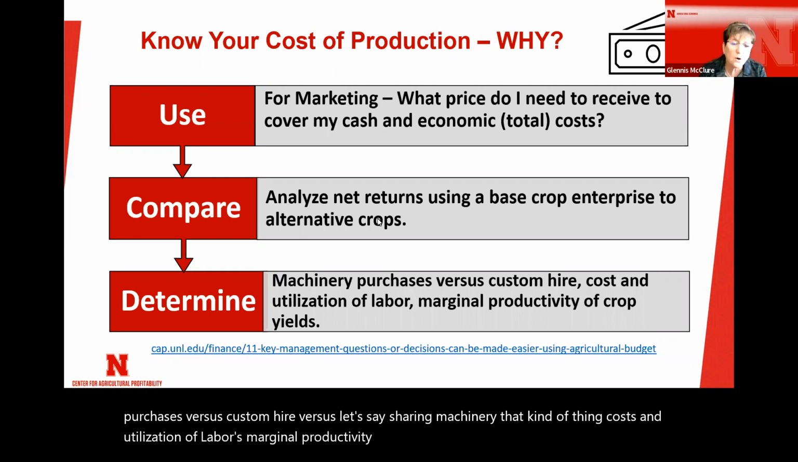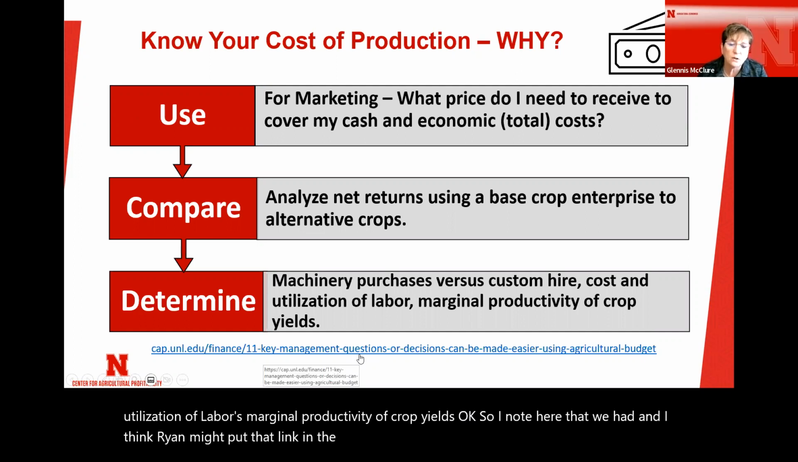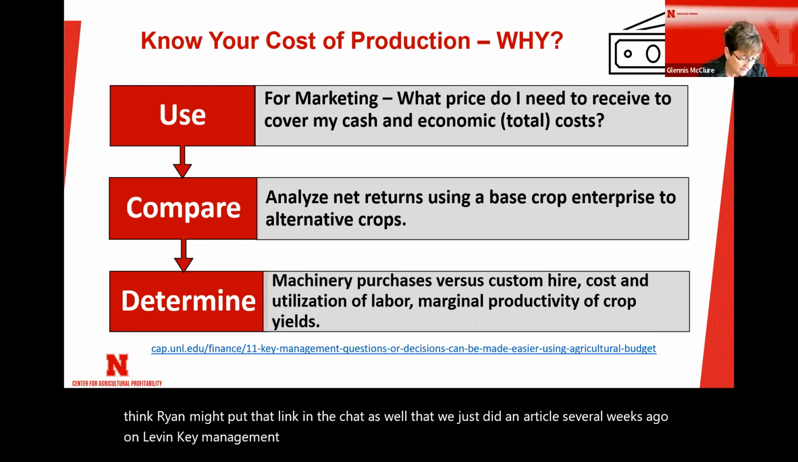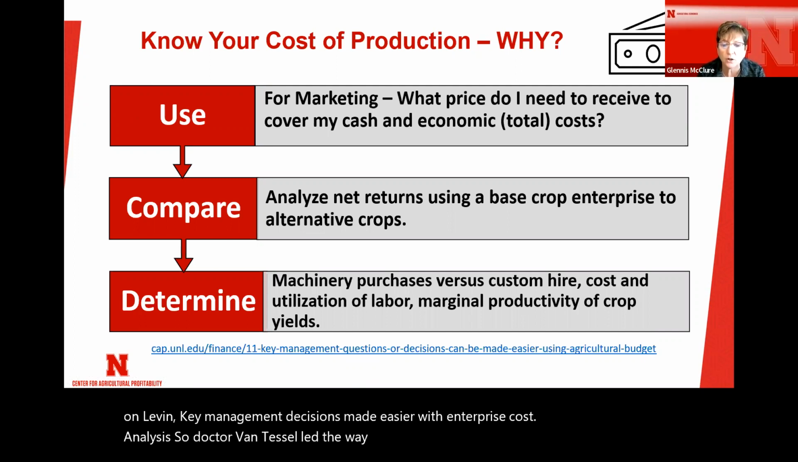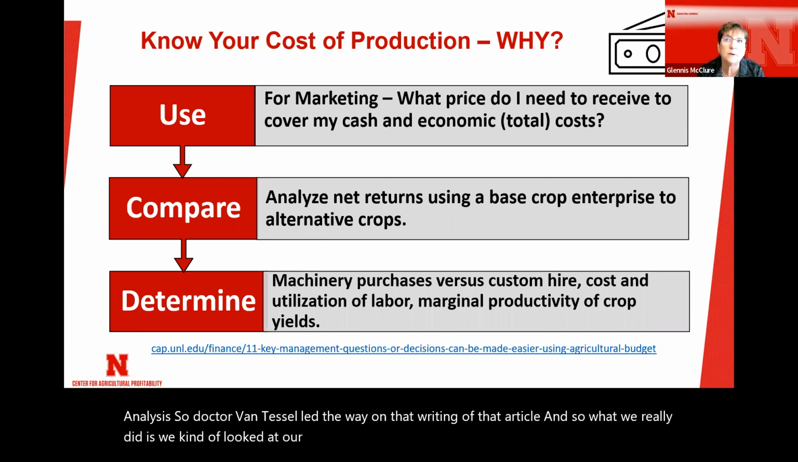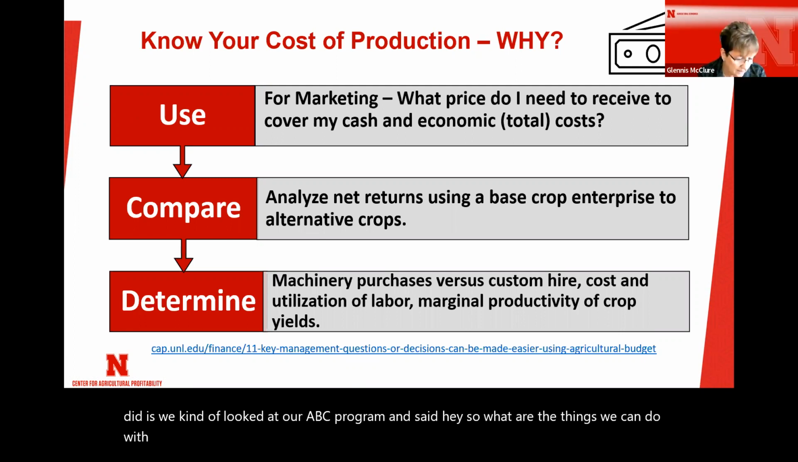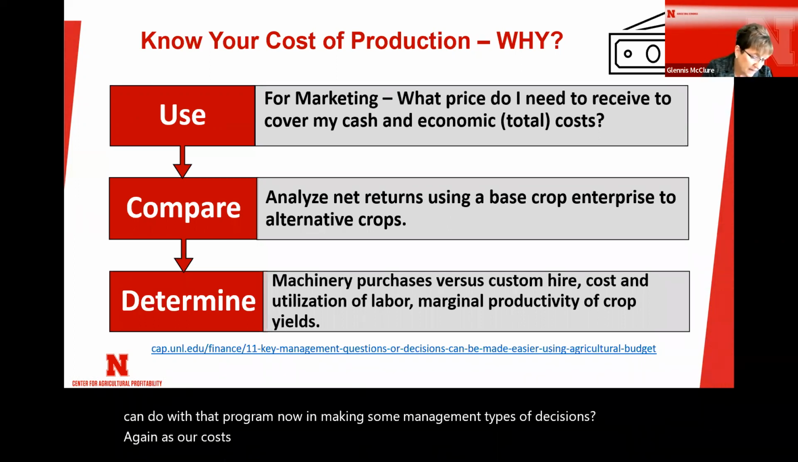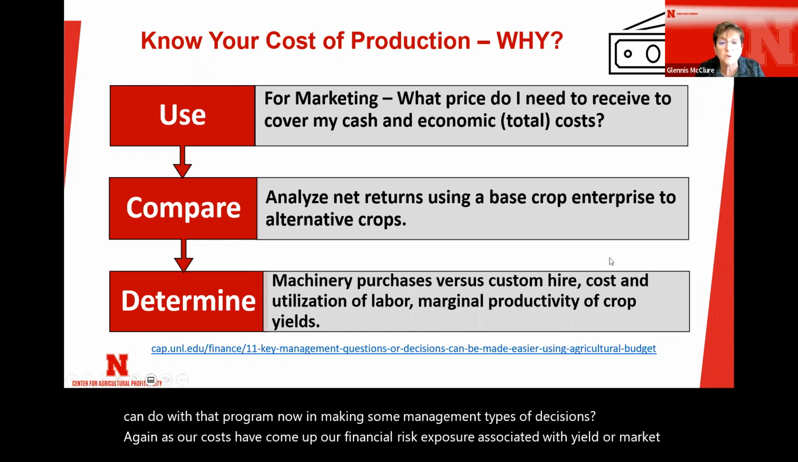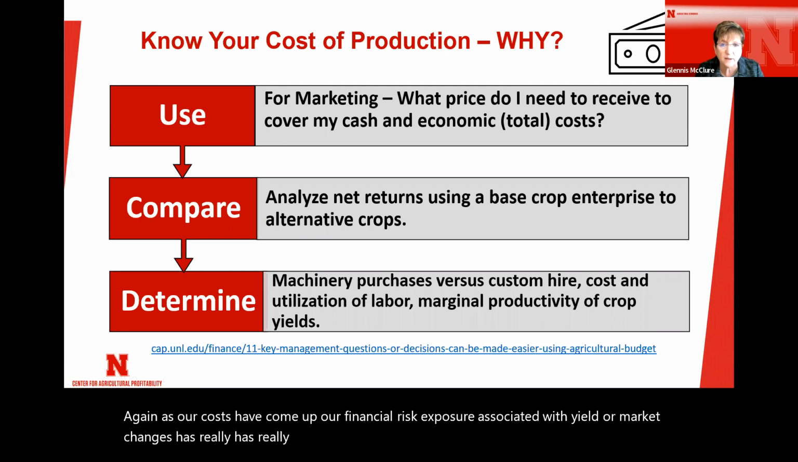Okay. So I note here that, and I think Ryan might put that link in the chat as well, we just did an article several weeks ago on 11 key management decisions made easier with enterprise cost analysis. Dr. Van Tassel led the way on writing that article. And so what we really did is we looked at our ABC program and said, hey, what are the things we can do with that program now in making some management types of decisions? So again, as our costs have come up, our financial risk exposure associated with yield or market changes has also increased. So our risks have increased.